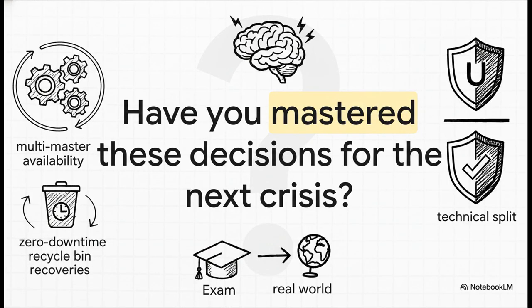Which brings us to our final thought. Have you mastered these decisions for when the next panicked call hits your desk? Understanding the critical differences between multi-master availability, 0 downtime recycle bin recoveries, and the strict technical split between non-authoritative and authoritative restores is what ensures you're prepared for any operational crisis.